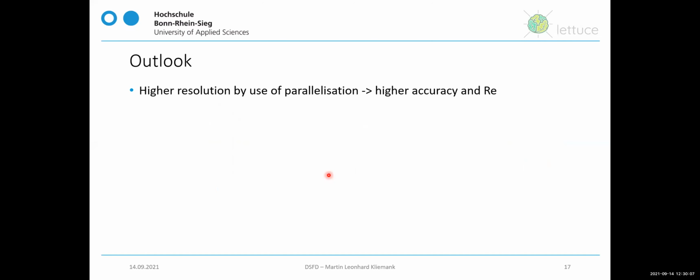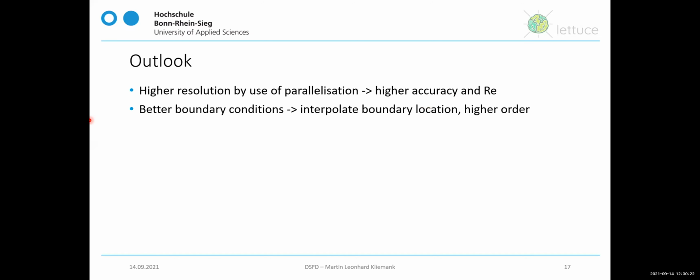And a short outlook, what's to come. The plan is to get to a higher resolution by implementing parallelization in order to have a larger simulation domain, and therefore be able to simulate at higher accuracy and Reynolds numbers, and also to implement Bender boundary conditions in hopes to be able to interpolate the location and not have the staircase on the roof anymore, and also a higher order of boundary conditions.